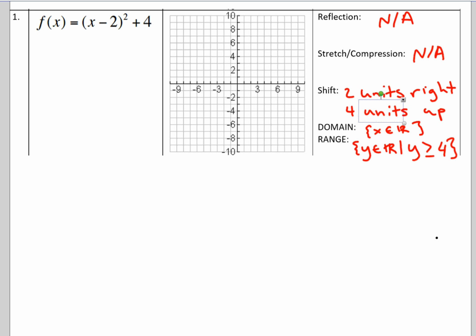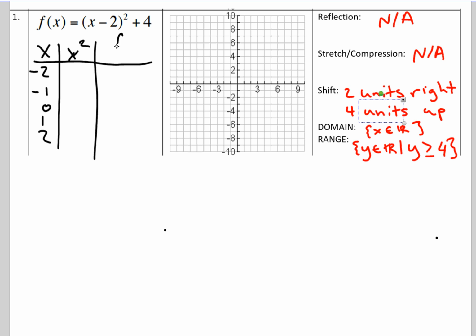On the table, originally, we have x and x squared. So you could fill those in with common values like -2, -1, 0, 1, and 2. But eventually we're going to find the image of this point. So we want to know f at x. What will our new x and our new y be? Okay, so in the original parabola, when I square x, -2 times -2 is 4. 1, 0, 1, 4. So that's how you get that U shape.